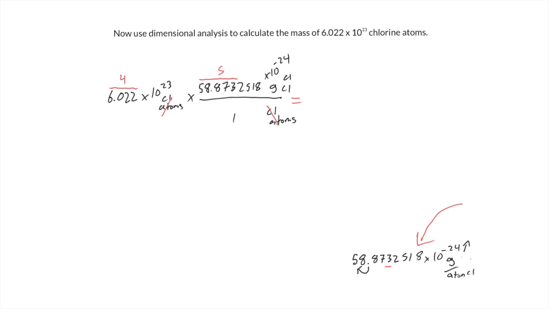All right. Now I'm going to do my multiplication. 6.022 times 58.8732.518 gives me 354.53472233396 grams of chlorine.